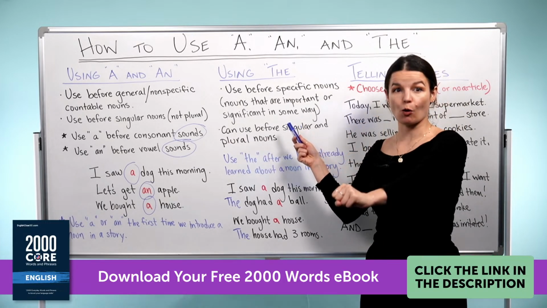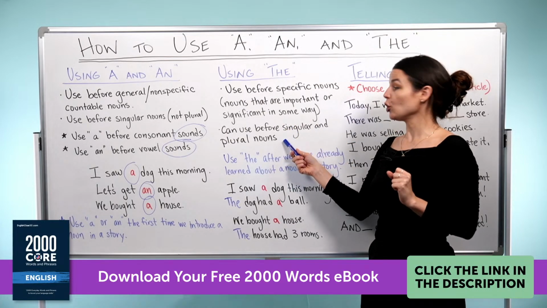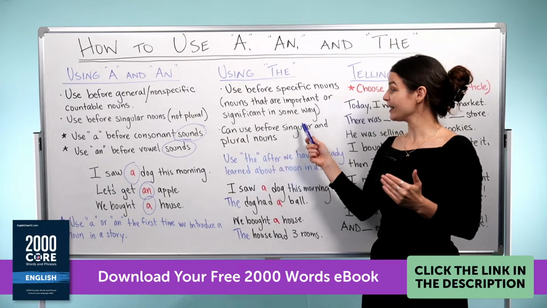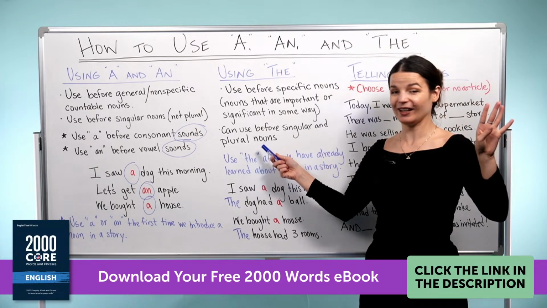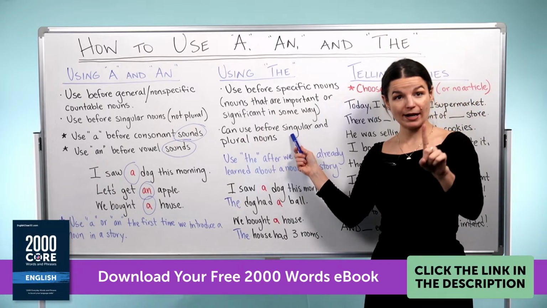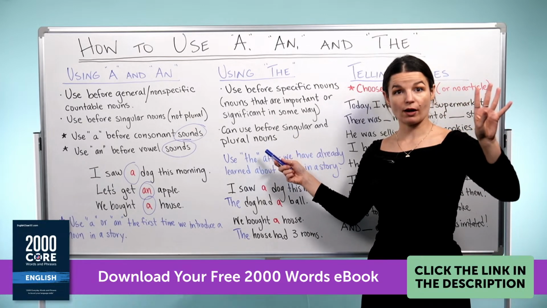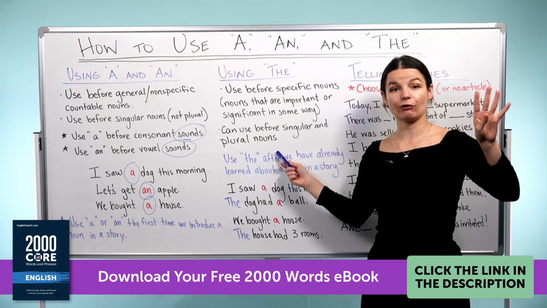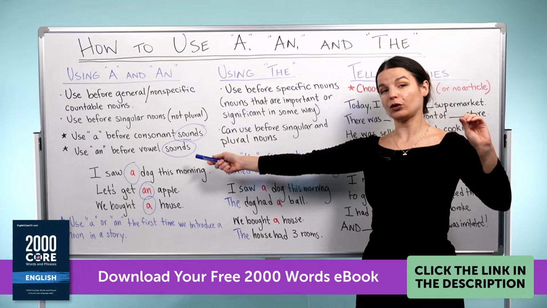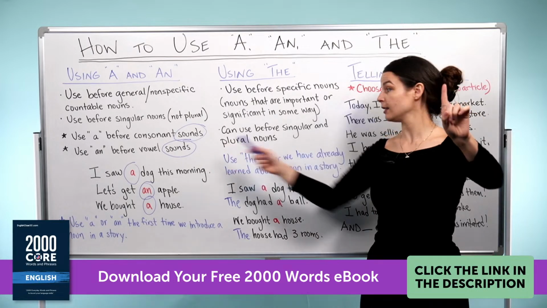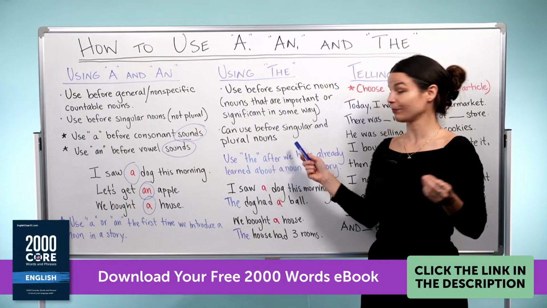We need to know about this noun. That's when we use the, okay? We can use the before singular and plural nouns, okay? Singular and plural. That means one noun is okay. Many nouns, as in 2 or 3 or 4 of something, okay? This is a big difference with a and an. A and an we can only use before a singular noun. The can be used before singular and plural nouns, okay?